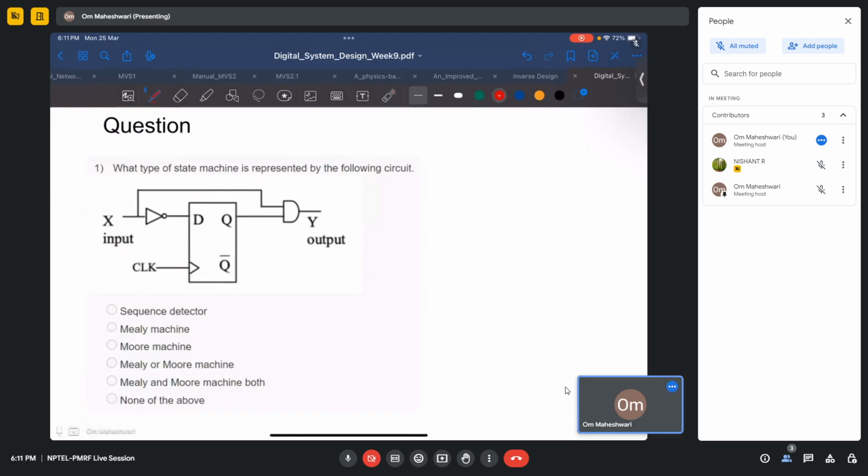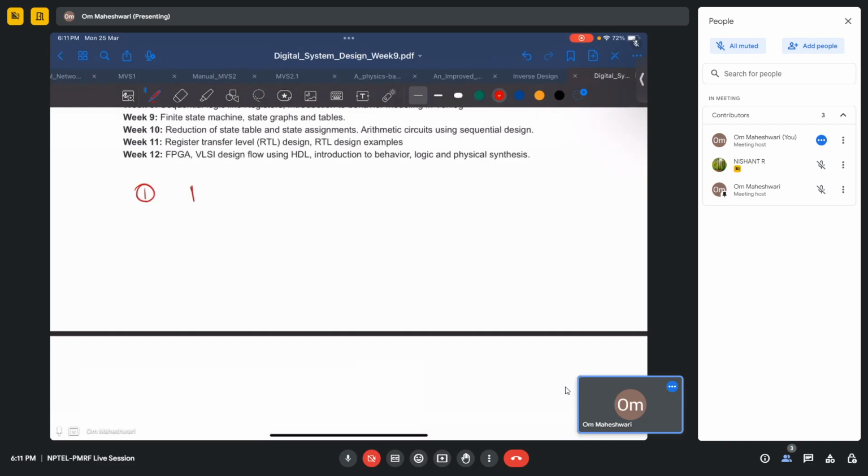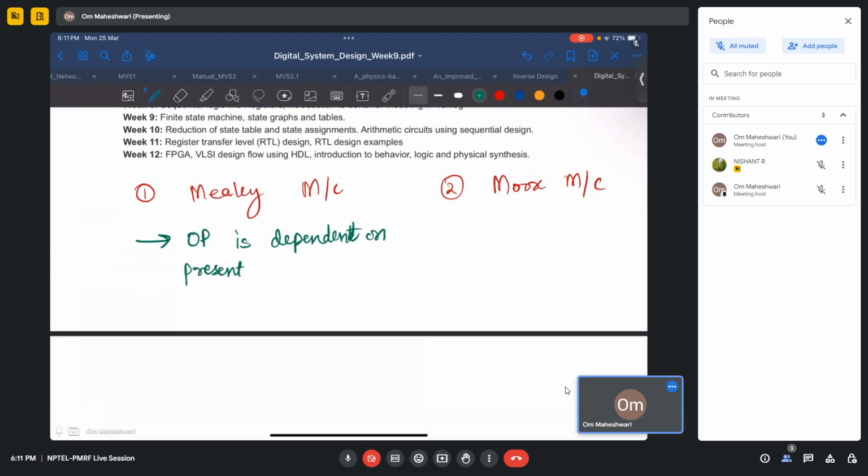So the basic theme of this whole assignment depends on two things. One is the Mealy machine, the second is the Moore machine. If you have seen the videos, you know that in a Mealy machine, the output is dependent on the present input, whereas in a Moore machine, the output is independent of the present input. This is the only theoretical part we need to remember before trying to solve the assignment, the rest we can figure out as we go.